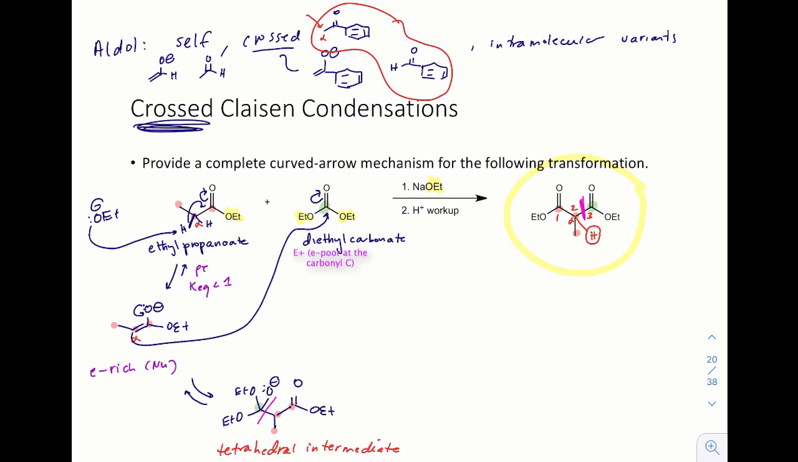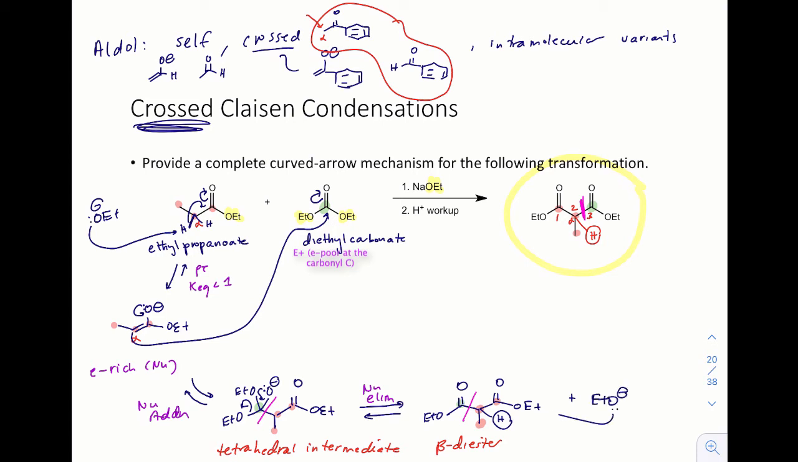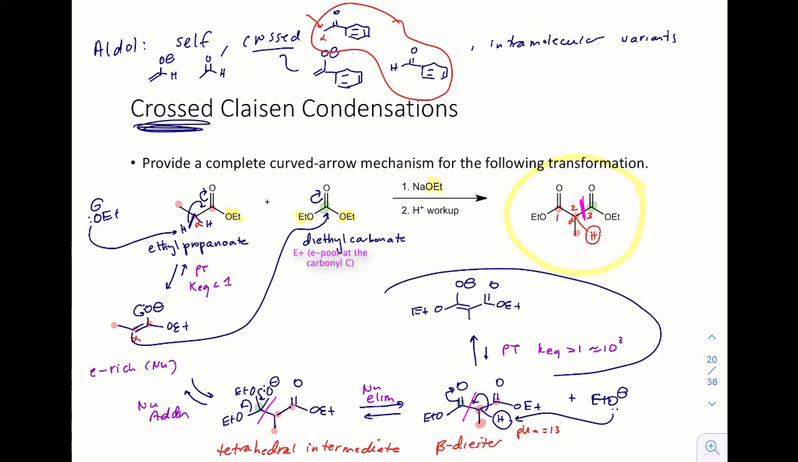Now this tetrahedral intermediate will collapse and expel one of the 2 possibilities, right? Both ethoxides are good leaving groups. So it will collapse and expel ethoxide. Either one is fine in this nucleophile elimination step, generating this beta diester. However, of course, under these conditions, in the presence of ethoxide, the beta diester is deprotonated. This proton transfer reaction has an equilibrium constant of about 10 to the 3, so it's much greater than 1. This proton transfer step does represent the driving force for this Claisen condensation. In the workup, the enolate is protonated to generate the final beta diester product.